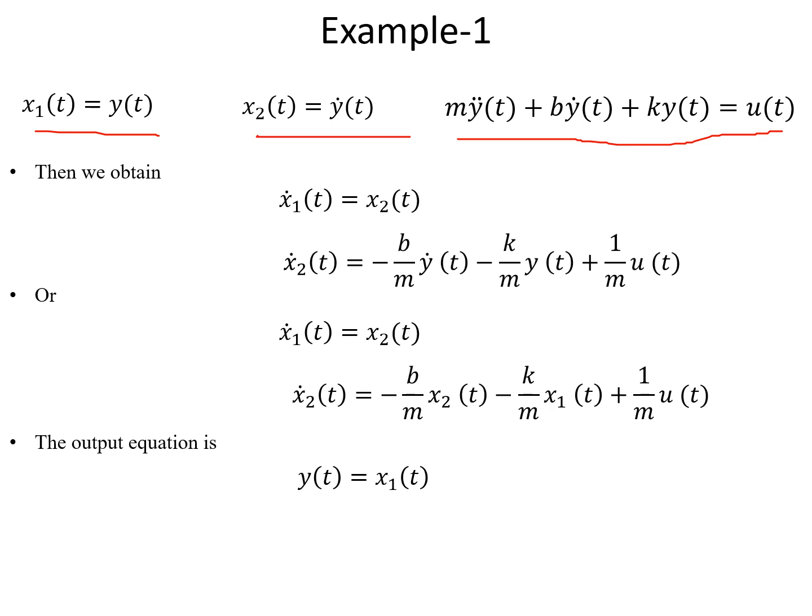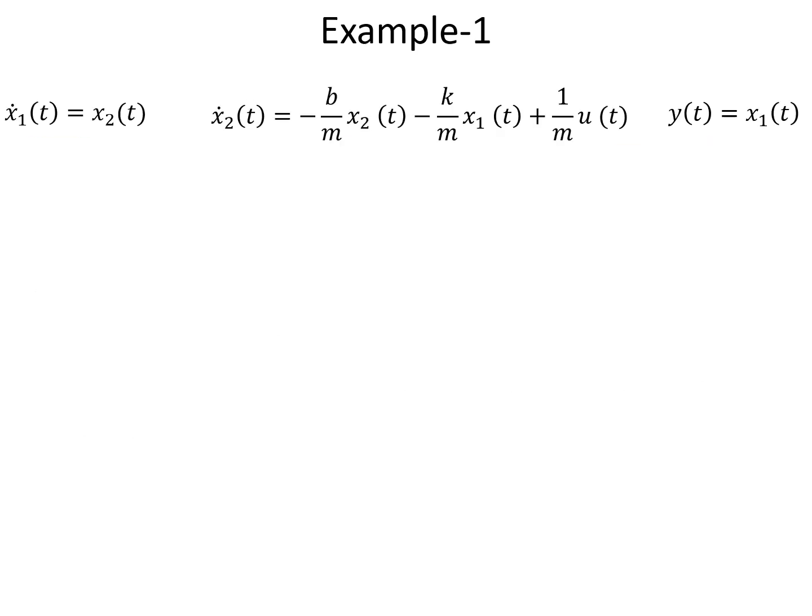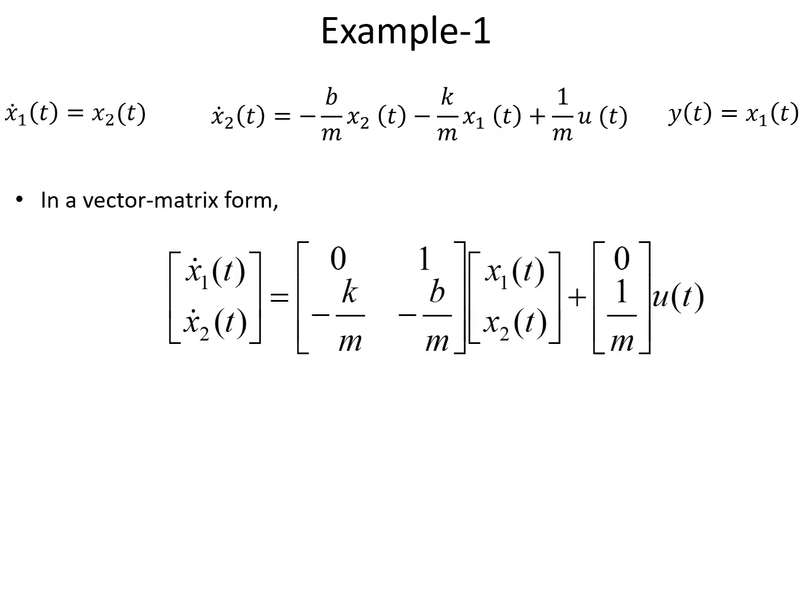We are going to consider the output equation as y of t equal to x1 of t. Similarly, if we rearrange and construct the matrix, I am going to get the state vector matrix as x1 dash of t, x2 dash of t equal to [0, 1; minus k by m, minus B by m] into [x1, x2] plus [0; 1 by m] into u of t. So this is now in the standard state equation form, and y of t can be written as [1, 0] into [x1 of t, x2 of t], that is, it is equal to x1, right?